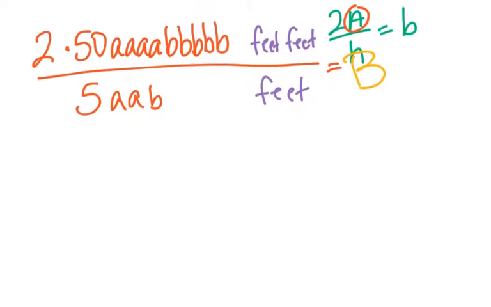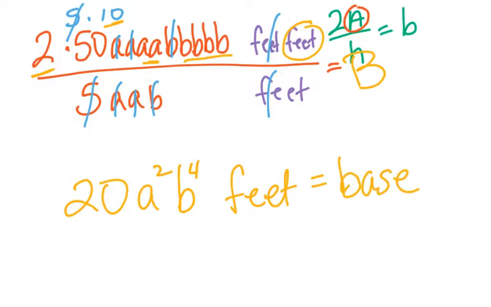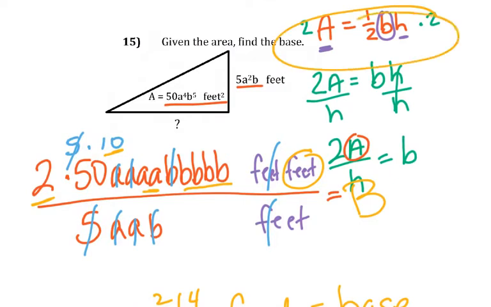Using what I've done before, the 50 is 5 times 10, and so I could use that to simplify, and then I could cancel out my a's, and I could cancel out a b, and I could cancel out feet. So what I have left is 2 times 10, and then a to the 2nd, and then b to the 4th, and then feet. And that is the base of the triangle. So that's the easiest way to do that problem, where you think about this equation first and think, how would I solve that for b? That's going to help you get to the answer the fastest.